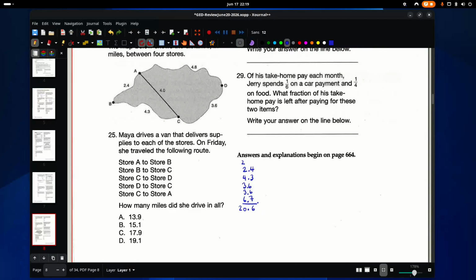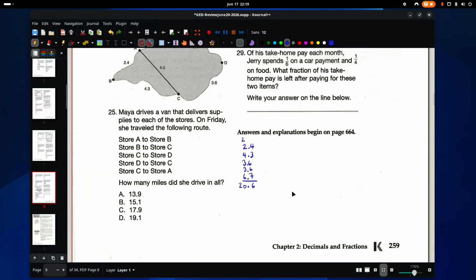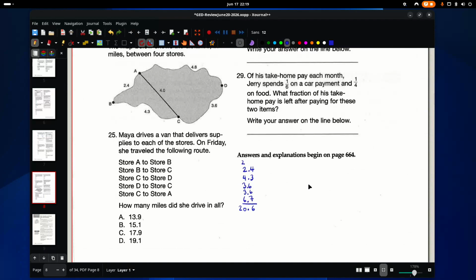So 20.6, except that's not on there. All right, better double check our answer then. Maybe I read something wrong. So she goes from store A to store B which is 2.4. Then she goes from B to C, which is 4.3. Then she goes from C to D, which is 3.6. And then she goes from D to C, which is again 3.6. And then she goes from C to A.